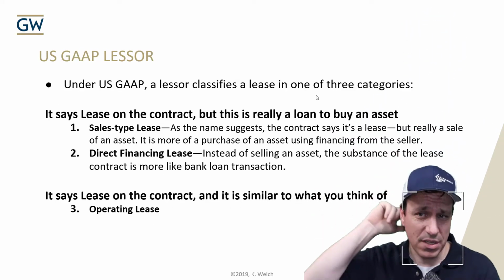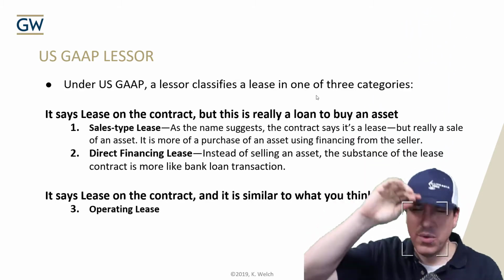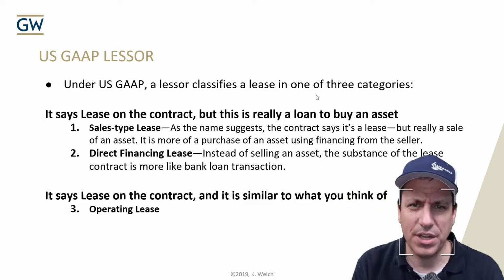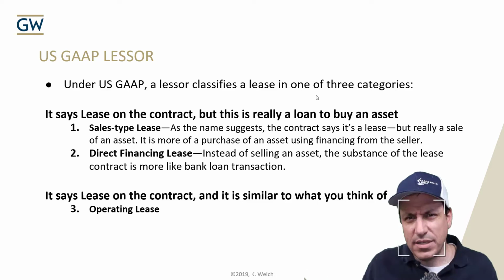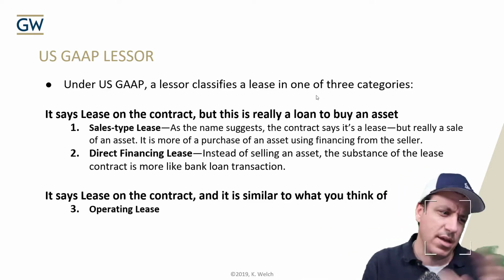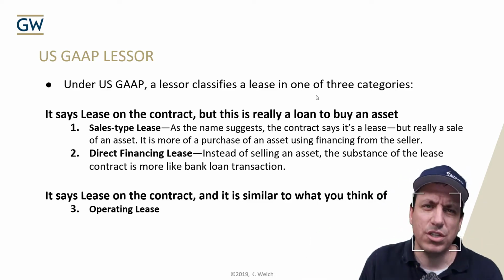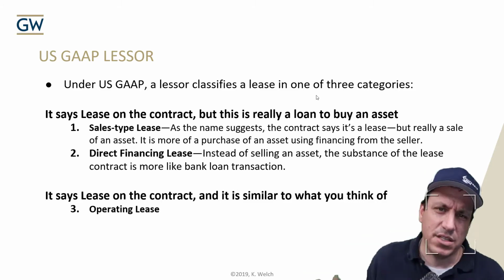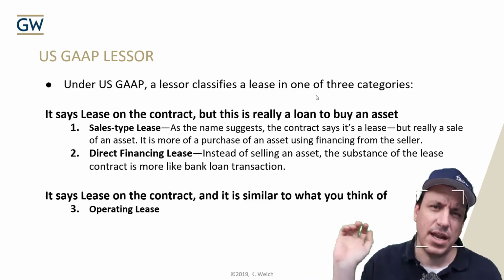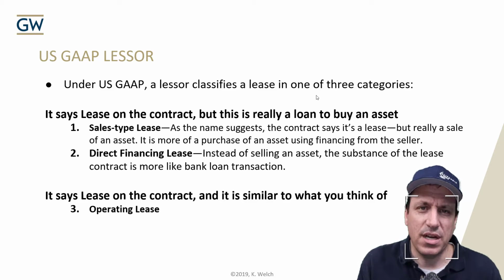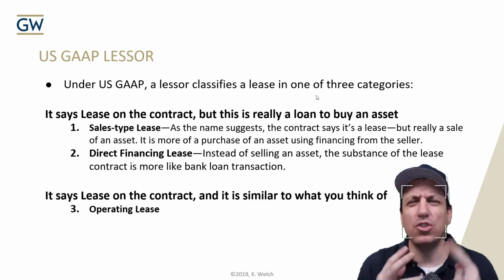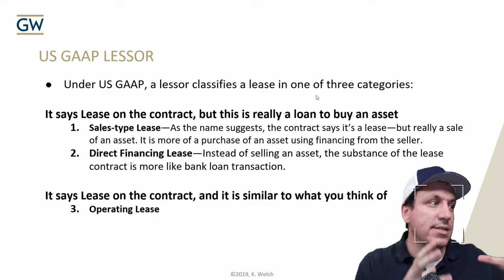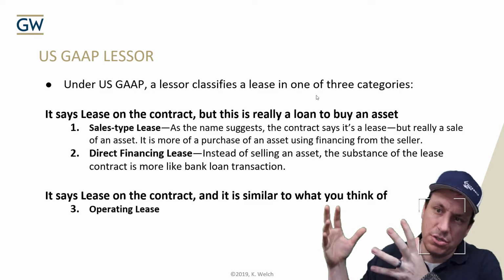Under US GAAP, it's a little bit more nuanced. Under US GAAP, we have kind of three categories. We have the operating lease category, which is basically the asset stays on your books and everything's the same as IFRS. It's a traditional lease in the sense that you keep the assets on your books, you depreciate the assets, and you basically set it up just the same. The capitalized leases end up going into two different parts. One is called a sales type lease and the other is called a direct financing lease.